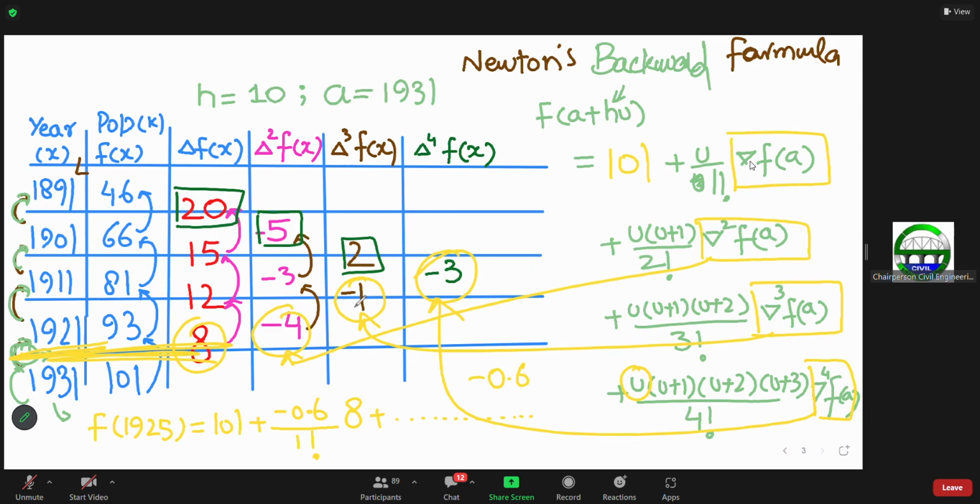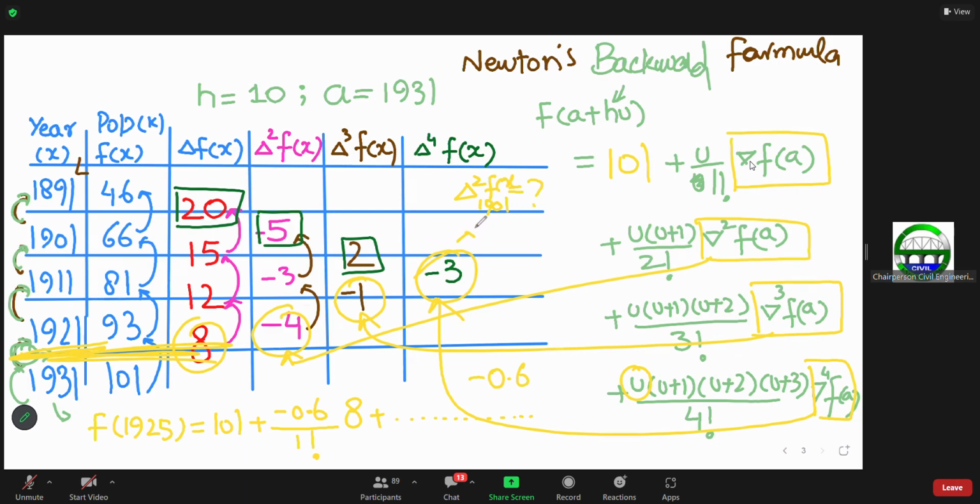Okay, so one more thing is if someone asks you to find the value of, let's say, del square f of x at 1901.